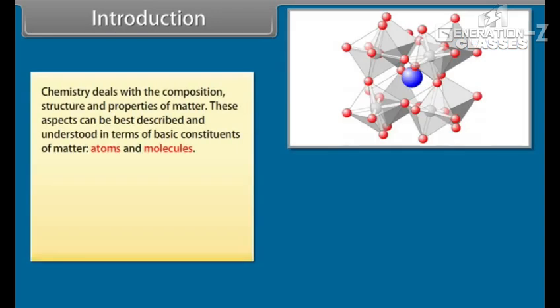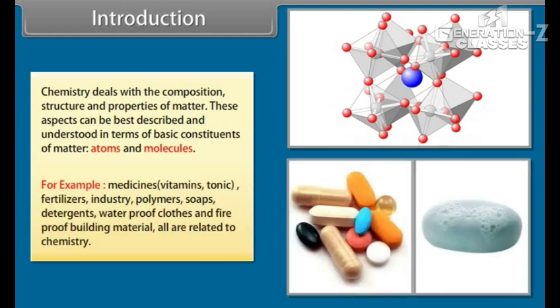Chemistry deals with the composition, structure, and properties of matter. These aspects can be best described and understood in terms of basic constituents of matter: atoms and molecules. For example, medicines, vitamins, tonics, fertilizers, polymers, soaps, detergents, waterproof clothes, and fireproof building material all are related to chemistry.